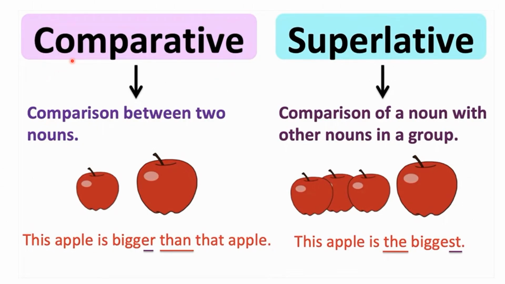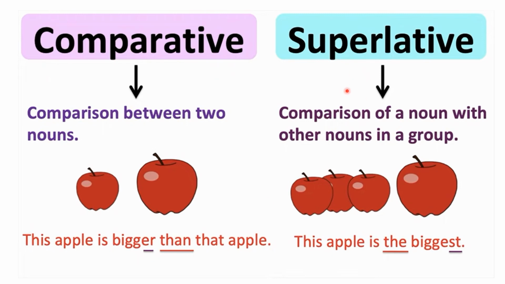So, when to use comparative adjective? We use comparative when we want to do comparison between two nouns, as we learned in our previous lesson in Module 8. Look at this. So we have two apples. This apple is bigger than that apple. So this is comparative adjective.